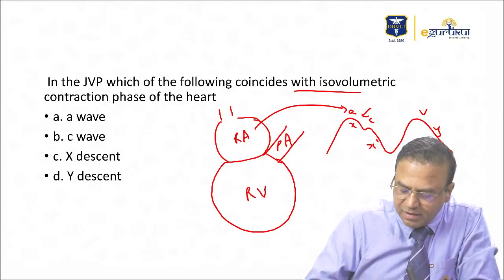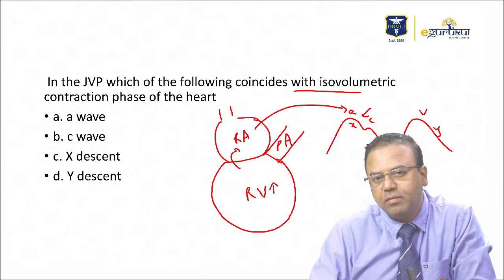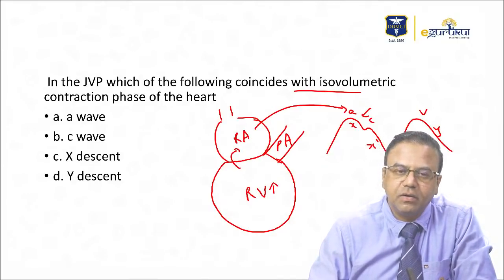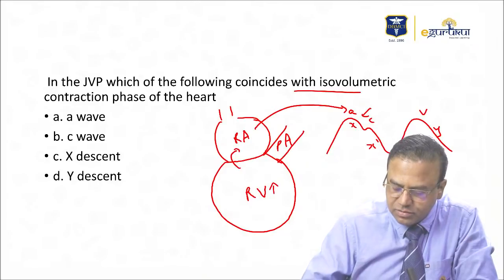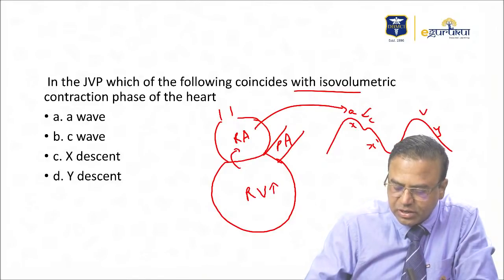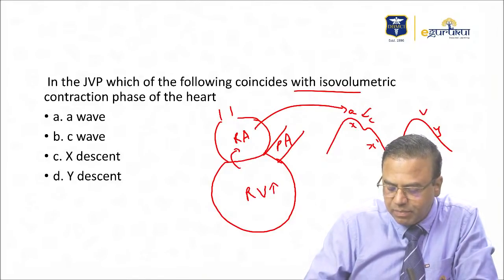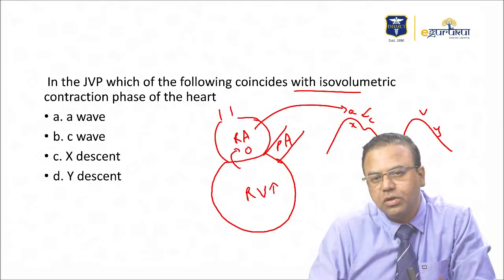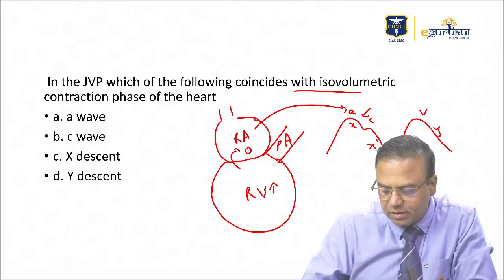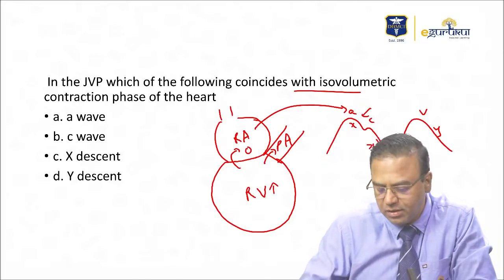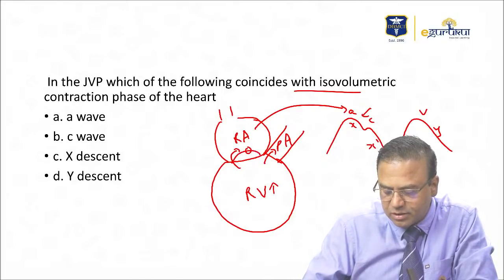At this point, as the RV pressure starts to rise, don't forget the right atrial pressures are somewhere between 0 to 8 or 0 to 9. This is because as the right atrium finishes contraction and goes into relaxation, the pressure in the right atrium goes close to 0. So when the right ventricle starts its contraction, notice that the pressure across the tricuspid valve is much lower compared to the pressure across the pulmonary valve. For this reason, the initial thing that happens is the tricuspid bulge.